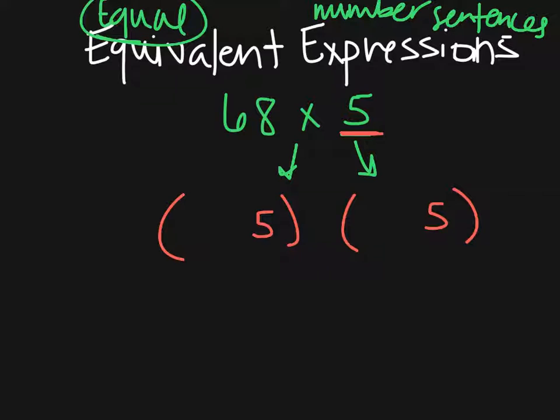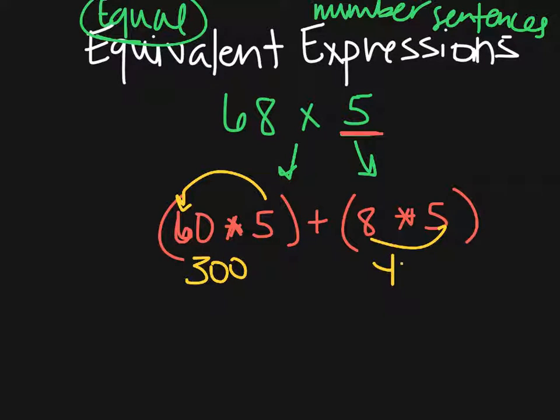Now I want to think about what I could break 68 into that would make it a little bit easier to multiply. I'm going to think of a multiple of 10, which would be 60. So I'm going to put a 60 here, which leaves me with 8 over here. 60 times 5, well 5 times 6 is 30. Add the 0 on the end, I get 300. 8 times 5 is 40. I would add these together, and I would get 340.